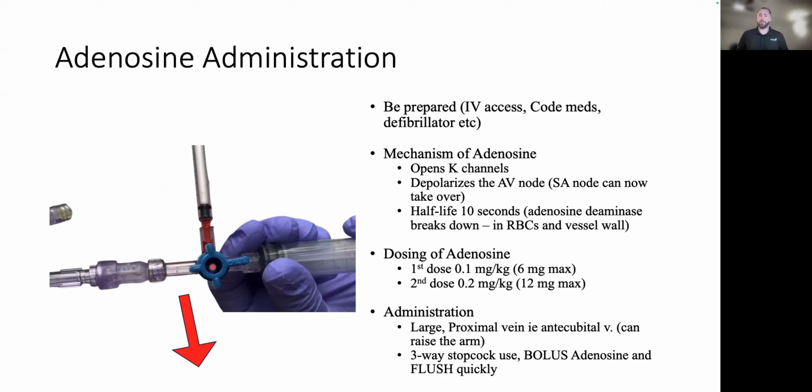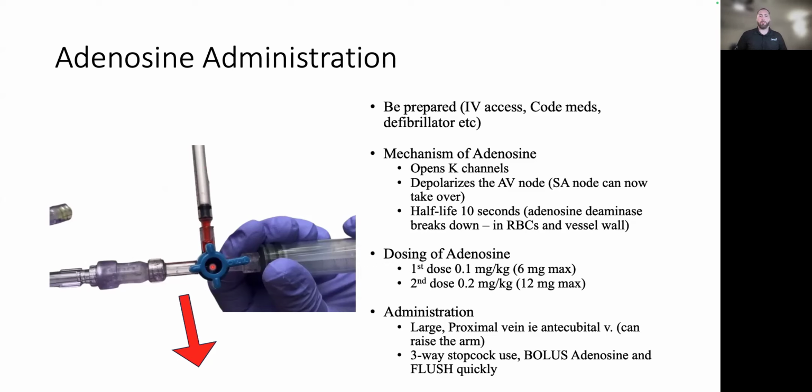Adenosine needs to be placed through a large bore IV that's really proximal to the patient's heart because it has a very short half-life. It works by opening the potassium channels and depolarizes the AV node, and then it allows that SA node to start taking over and get that normal heart rate and rhythm. The adenosine half-life is about 10 seconds because the adenosine deaminase in red blood cells and blood vessel walls breaks it down so quickly. The typical dose is going to be 0.1 milligrams per kilo with a max of 6 milligrams. And then that second dose, you can double it, 0.2 milligrams per kilo up to 12 milligrams per dose.